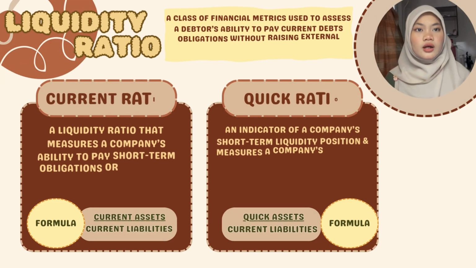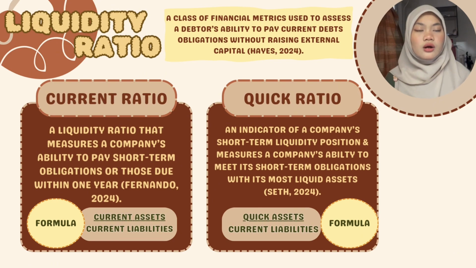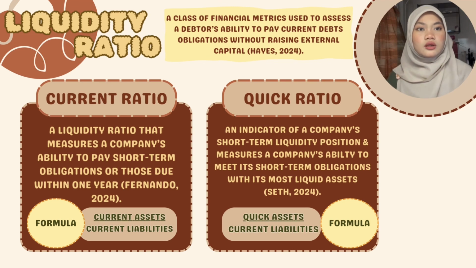The first ratio that I will present is liquidity ratio. A liquidity ratio is a financial metric used to assess a debtor's ability to pay current debt obligations without raising external capital. Liquidity ratio is divided into two, which are current ratio and quick ratio. Current ratio is a liquidity ratio that measures a company's ability to pay short-term obligations or those due within 1 year. To get current ratio, we divide current asset by current liability.